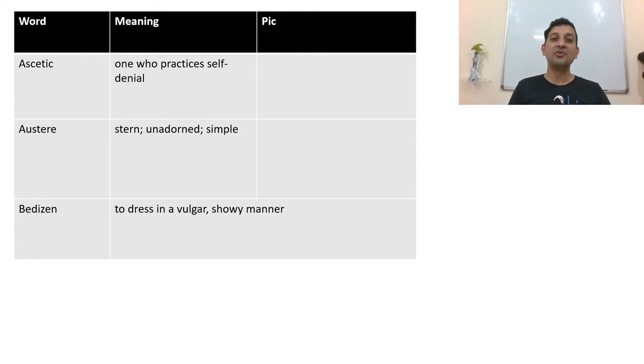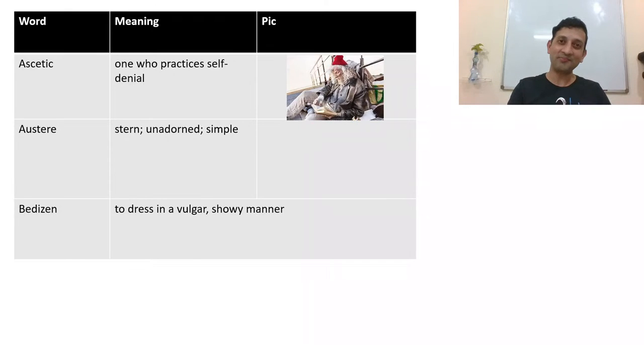Bedizen is to dress in a very vulgar, showy manner. I'll give you the images to memorize these things now. Ascetic: a serious guy, living on the streets, a simple guy, not even cutting his hair, doesn't care for anything, no possessions in the world, just sitting and reading his book. Ascetic ke baithun, enough in my life.